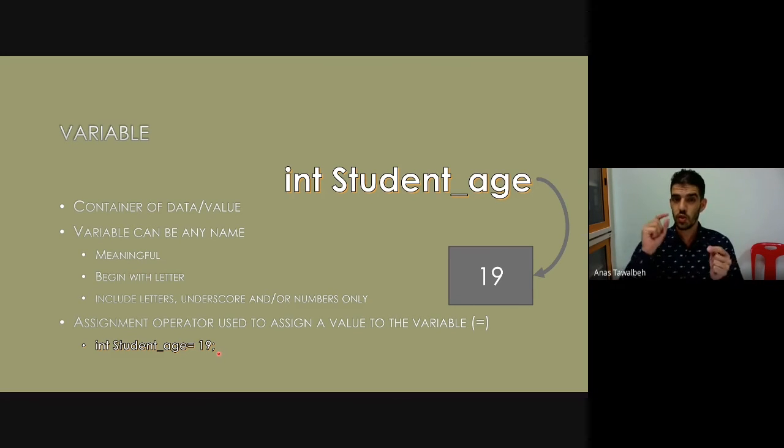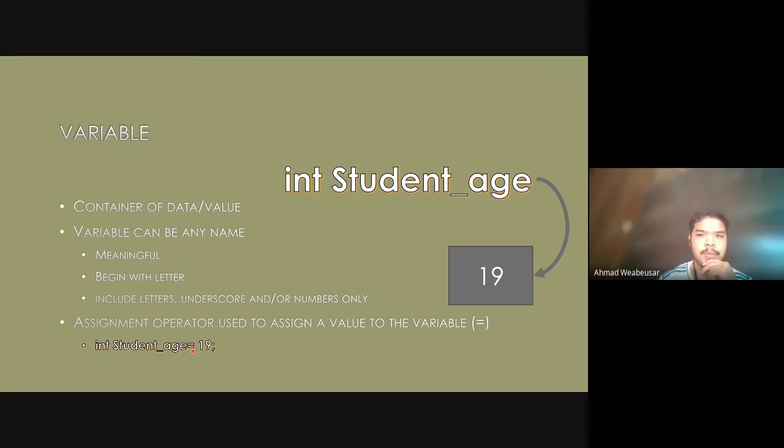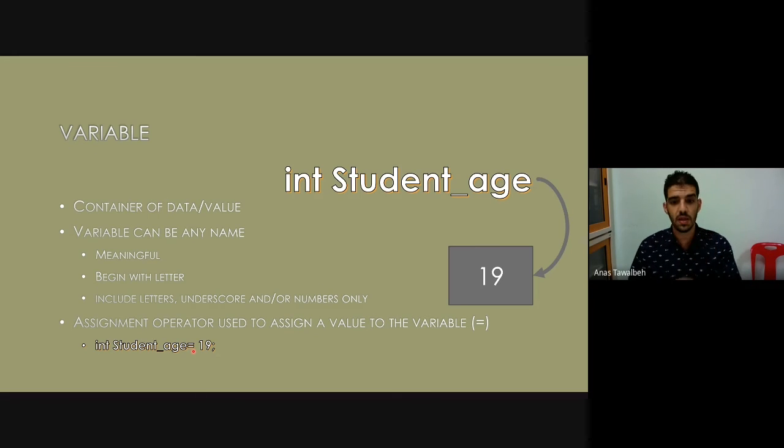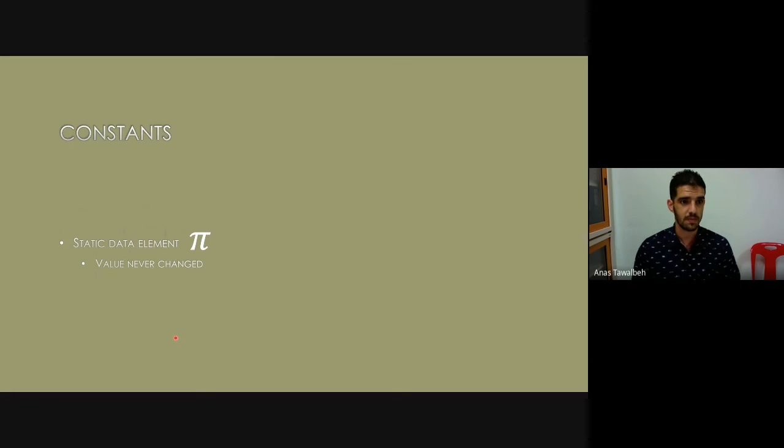Of course, to store the value inside the variable, we need to use this symbol. In mathematics, we call it equal, that's right. But in programming, we call it the assignment operator. What does the assignment operator do? The compiler is going to go to the right side of the operator and calculate the value. Here it is 19, so it's going to take 19 and store it inside the variable called student age.